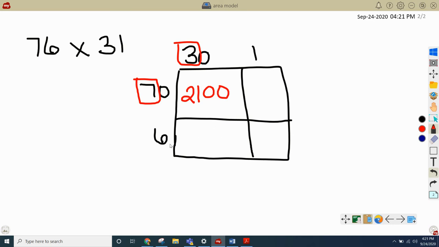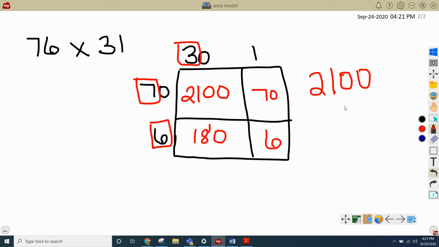Okay, this box represents 6 times 30. So 6 times 3 is 18. And we're only going to add 1 zero from that 30 because there's not any with the 6. This box is representing 70 times 1, which is easy. That's 70. And this box is representing 6 times 1, which is 6. So to get your answer, you're going to add all 4 of these together. 2100 plus 180 plus 70 plus 6. I can do 180 and 6 in my head, 186.